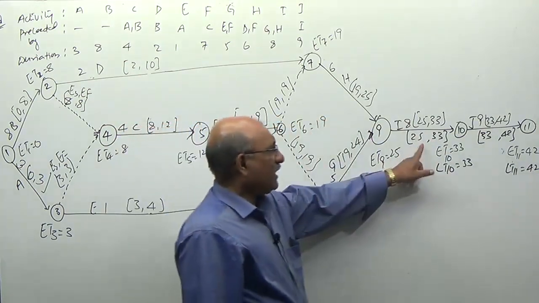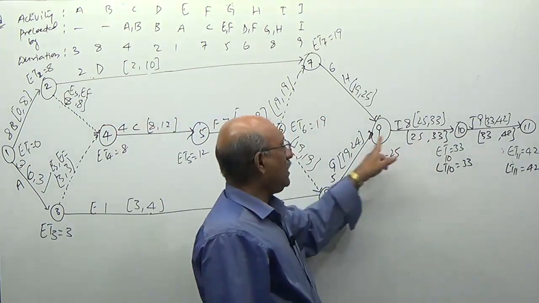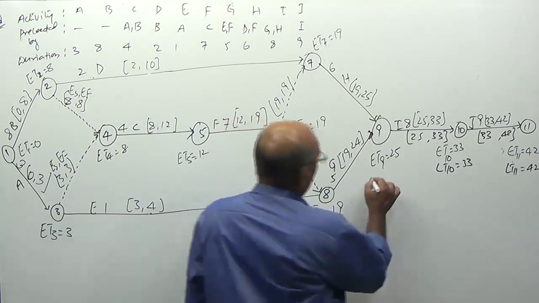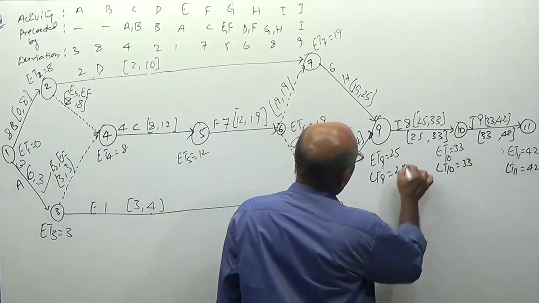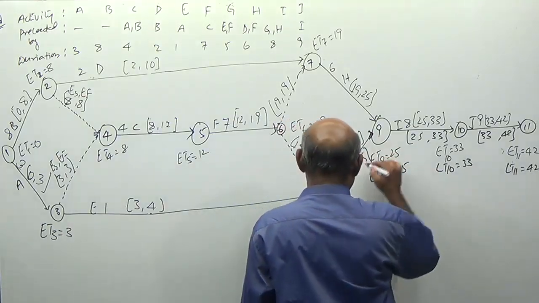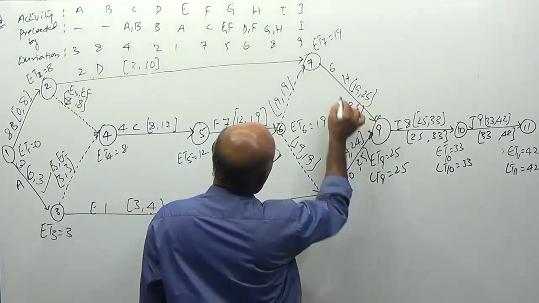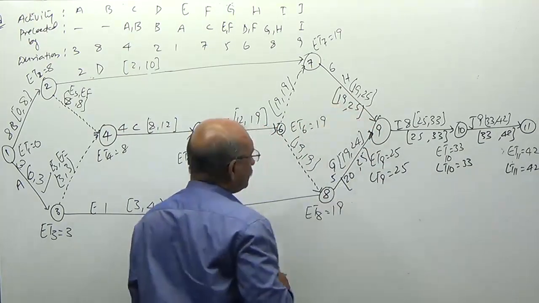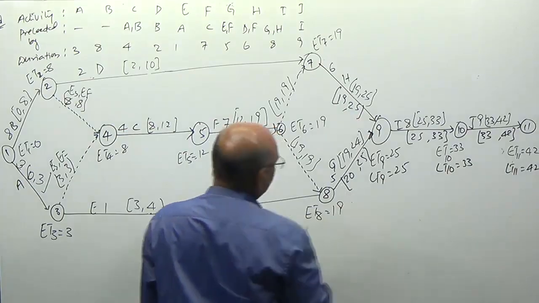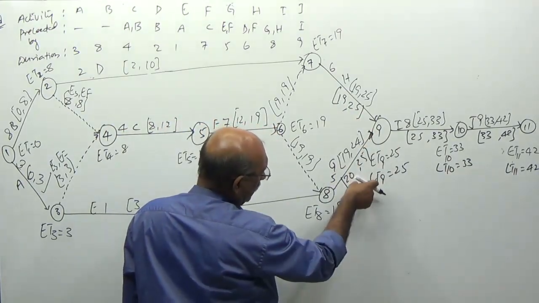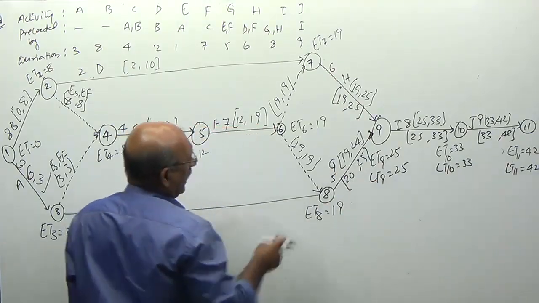To start this activity on the 25th day, I have to be at node number 7 on day 25. So latest timing of 9 is 25. 25 minus 5, 20. 25 minus 6, 19. Okay, sir. To start this activity G on the 20th day, I have to reach.